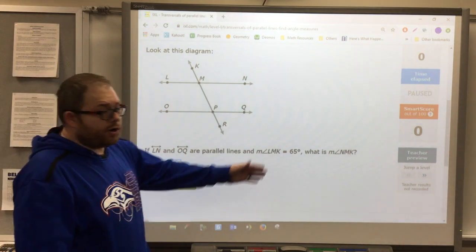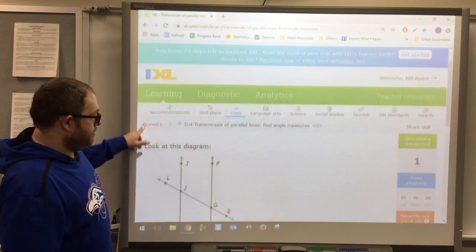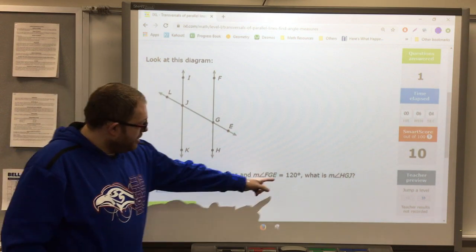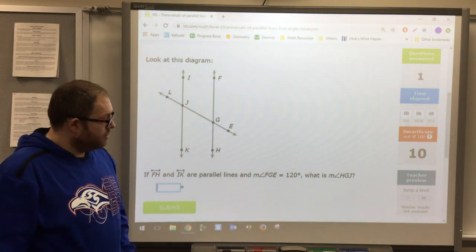Now, of course, we start at 0. Let's make sure our score improves. You'll read the next question. The given angle is 120. That's obtuse.